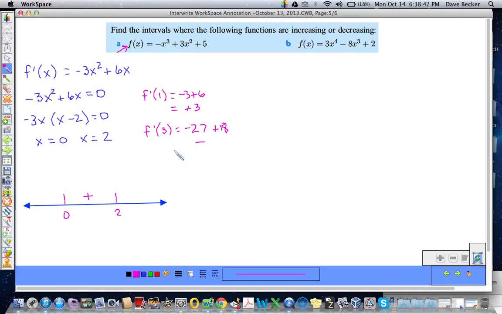I don't care about the value. I just care whether it's positive or negative, because that tells me that it's negative on this entire interval, which means the function is decreasing to the right of 2. And finally, I'll choose this interval over here. I guess negative 1 would be the easiest choice. So f prime of negative 1 is going to be equal to, let's see, negative 3.